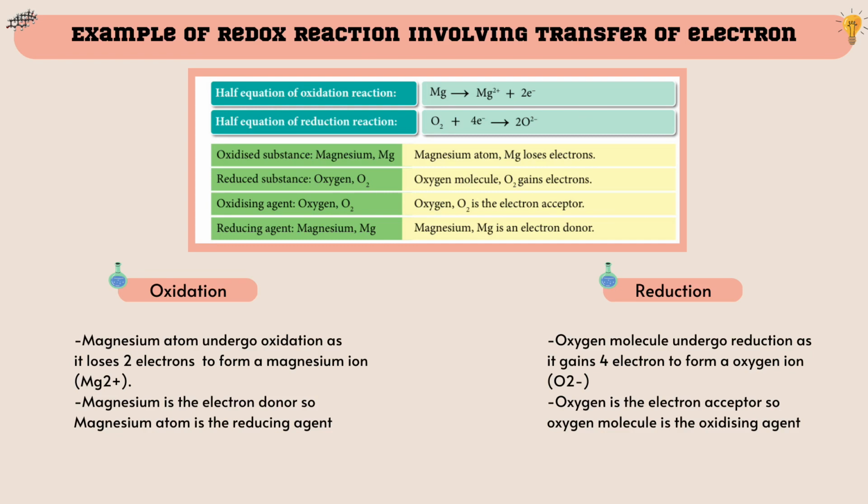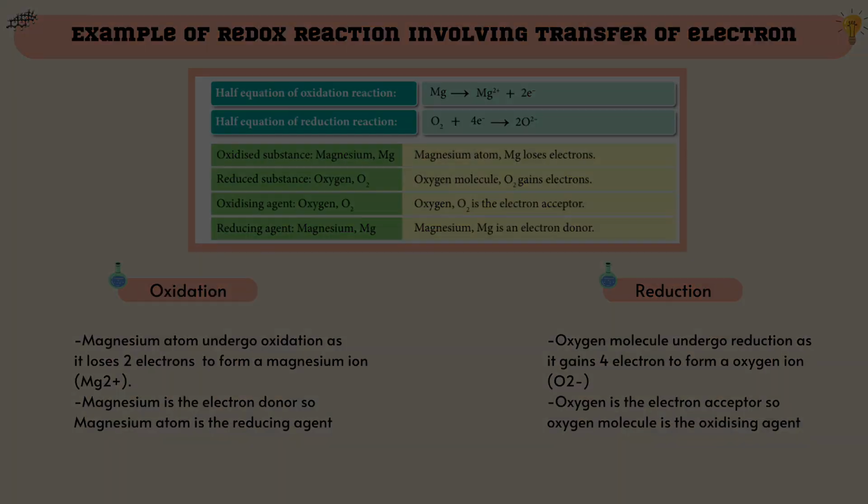For the oxidation reaction, magnesium atom undergoes oxidation as it lost 2 electrons to form a magnesium ion. Magnesium is the electron donor, so magnesium atom is the reducing agent. For the reduction reaction, oxygen molecule undergoes reduction as it gains 4 electrons to form oxide ions. Oxygen is the electron acceptor, so oxygen molecule is the oxidizing agent.